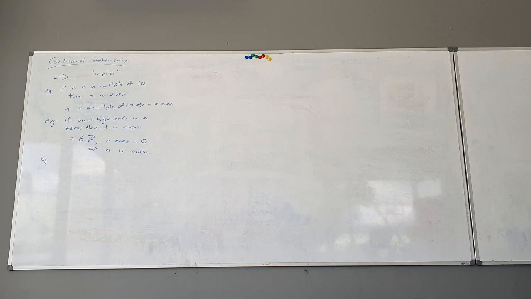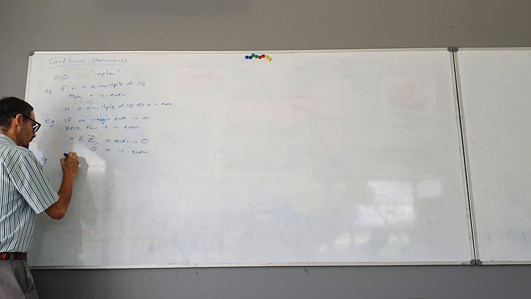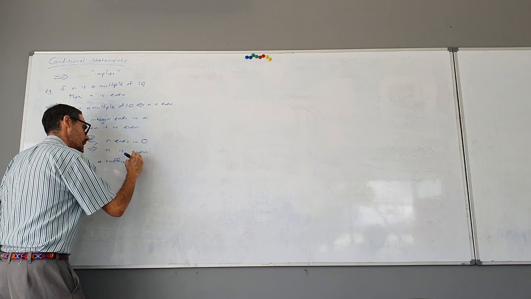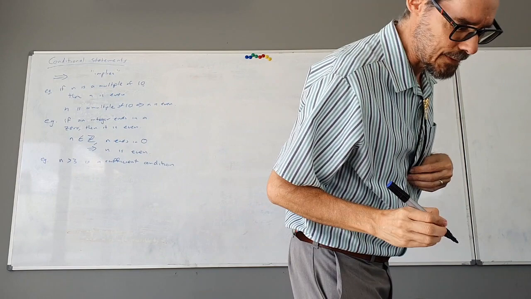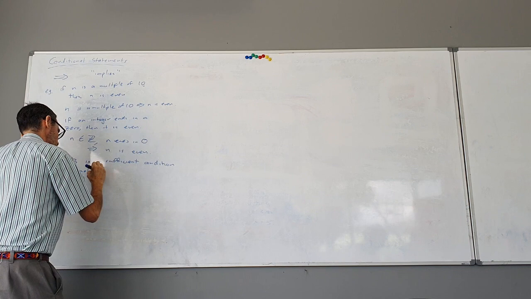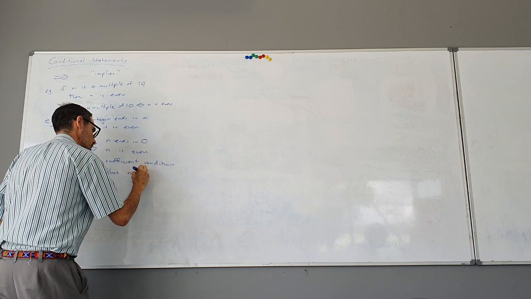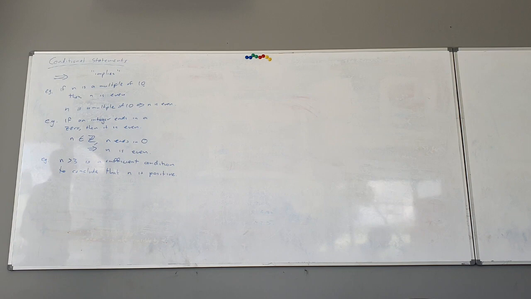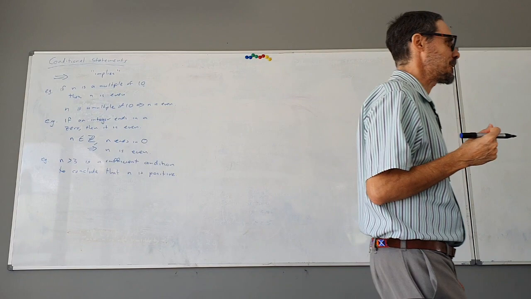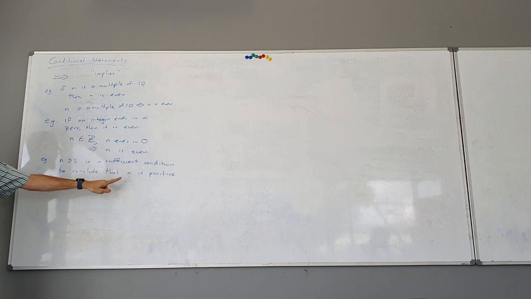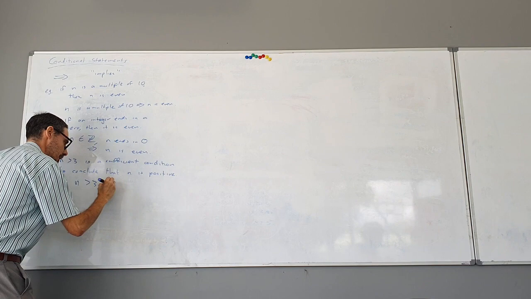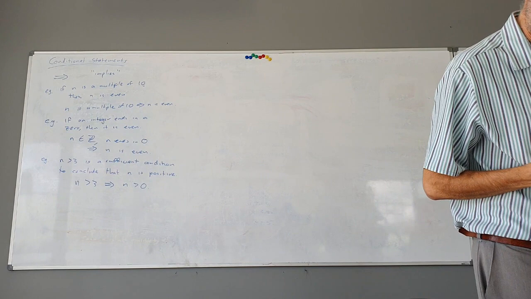What about N greater than 3 is a sufficient condition to conclude that N is positive? Oh, a sufficient condition. What does sufficient condition mean? It means if I've got this first bit, then I must also have the second bit. So we're going to write N greater than 3 implies N is greater than 0. Okay, the textbook wrote N is positive at the end, but same thing.